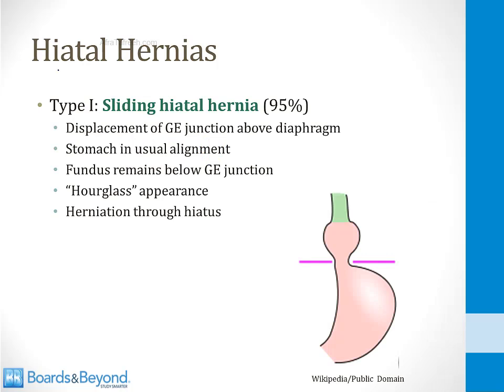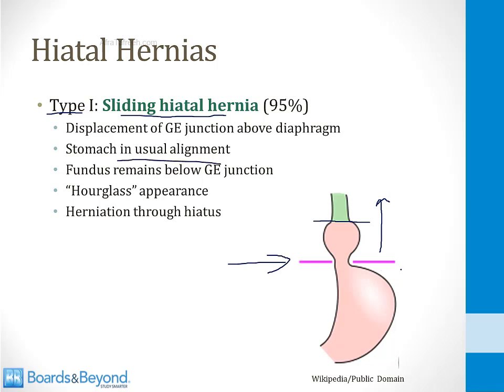The most common type of hiatal hernia is called a type 1 or a sliding hiatal hernia, and this is where the gastroesophageal junction slides up through the hiatus into the thorax. This portion of the drawing here is the normal gastroesophageal junction, and you can see that it is above the diaphragm as indicated by this pink line here. The stomach is in its usual alignment.